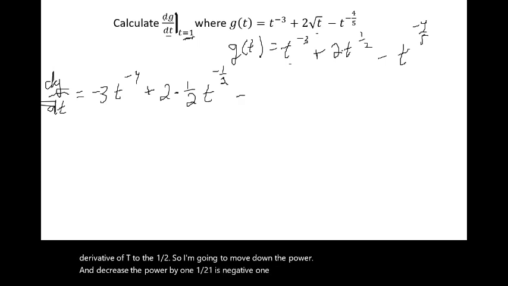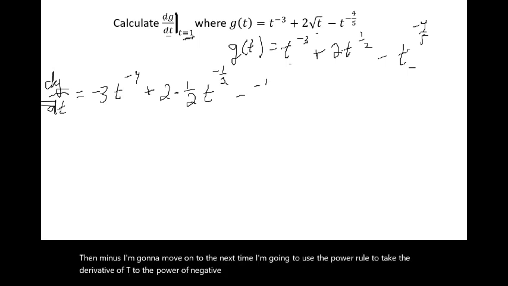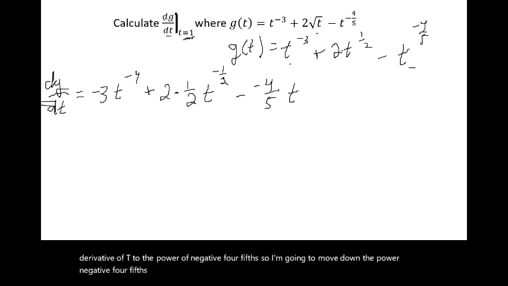Then minus, I'm going to move on to the next term. I'm going to use the power rule to take the derivative of t to the power of negative 4/5. So I'm going to move down the power, negative 4/5, and then decrease the power by 1. Negative 4 over 5 minus 5 over 5 is negative 9 over 5.